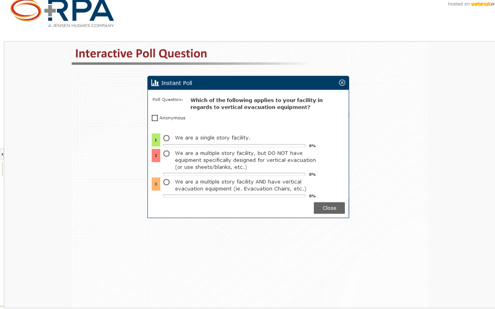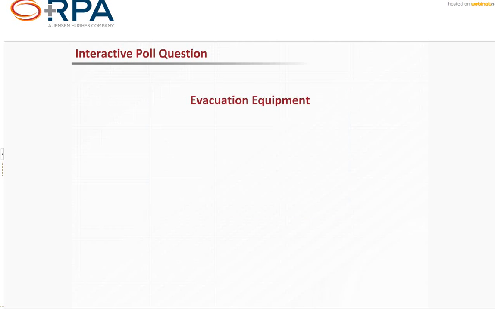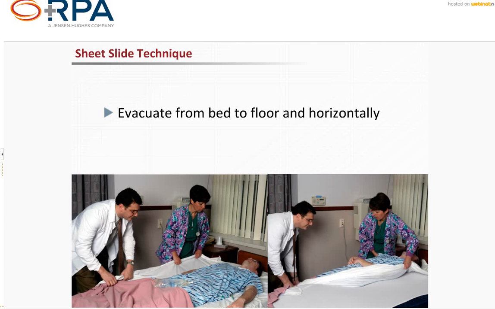We got a lot of lucky people on the line that are single-story facilities. All right, well, that helps to share where we're spreading here, and we'll go with some of this conversation. But for those folks that do have evacuation equipment and that are multi-story facilities, and even for those that are not, there are a couple of things here that we always talk about for evacuation.